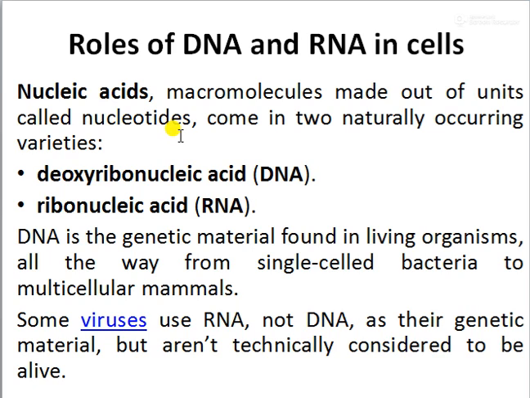So, the role of DNA and RNA in cells. Nucleic acids, as we have discussed, are macromolecules made up of units of nucleotides. Many nucleotide units unite and form a nucleic acid. These nucleic acids are mainly categorized in two forms. The first one is known as DNA, which is deoxyribonucleic acid, and the other one is ribonucleic acid, also known as RNA.